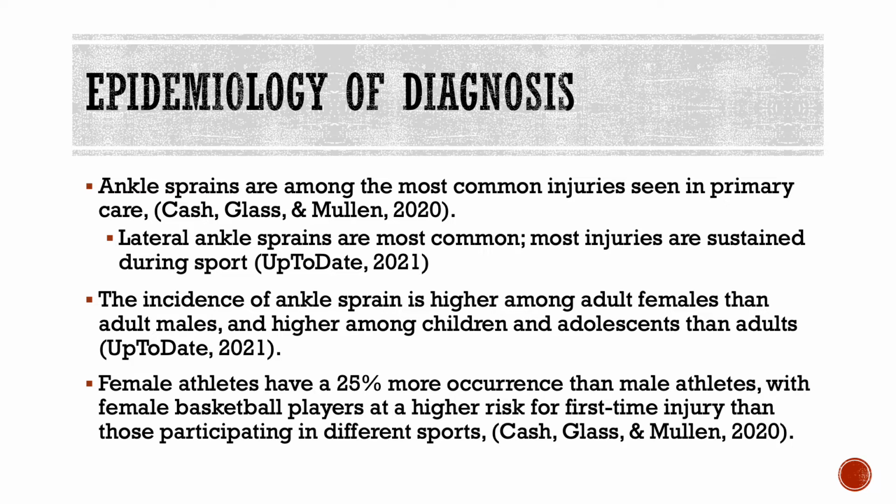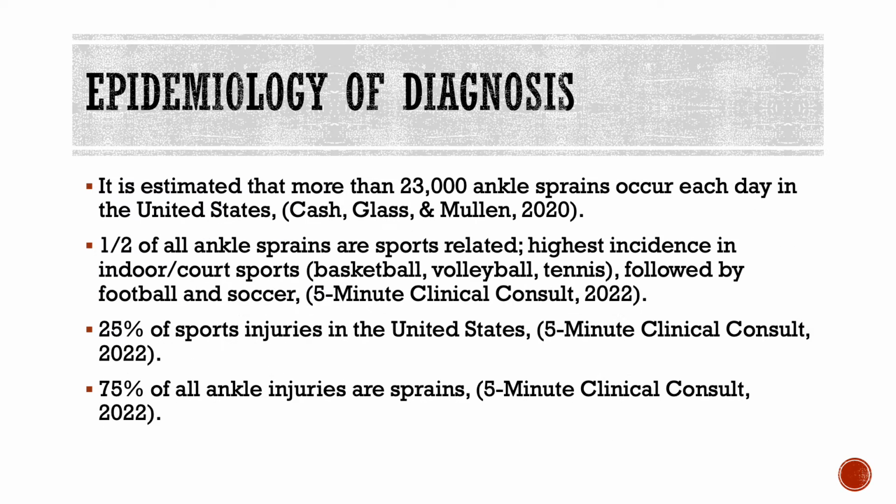Epidemiology: ankle sprains are among the most common injuries seen in primary care. Lateral ankle sprains are most common, and most injuries are sustained during sport. The incidence of ankle sprain is higher among adult females than adult males, and higher among children and adolescents than adults. Female athletes have a 25% higher occurrence than male athletes, with female basketball players at higher risk for first-time injury than those participating in different sports.